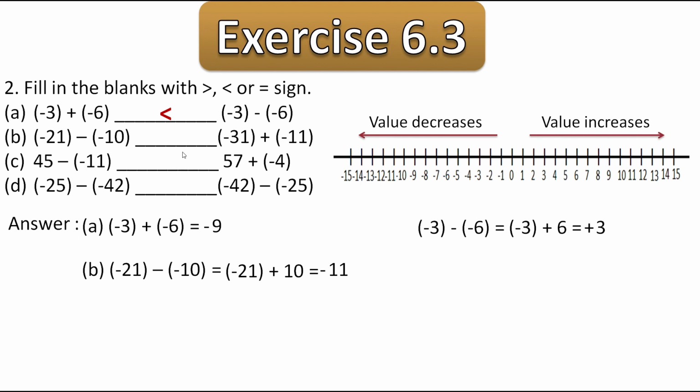Now let's solve the next equation. That is minus 31 plus minus 11. Now see here, in between we have a plus sign, so no need to worry. We just have to check the signs of these two numbers. Both of them have the same sign, so we have to add up. We got the answer as 42. Now we have to give the sign which both of them have, that is the minus sign. So we got minus 42 and here minus 11.